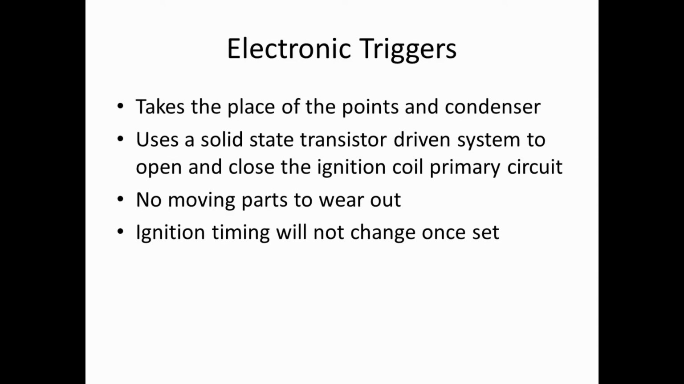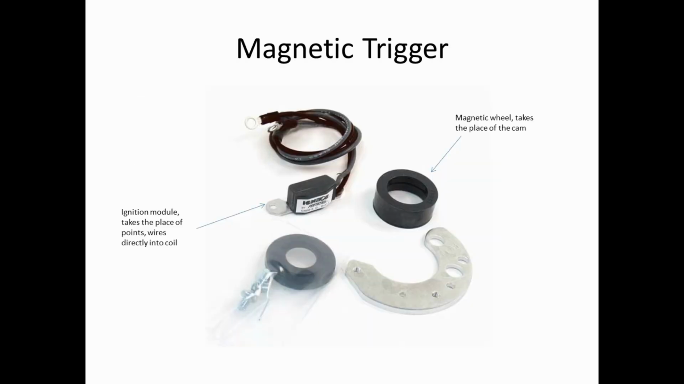Now, once set, the ignition timing will not change, which is definitely a positive thing, because as the point gap changes, the ignition timing will tend to wander. So this is essentially a Pertronix magnetic trigger kit, probably for a small block Chevy once again. These are really plentiful and easy to install. We have a magnetic wheel which takes the place of the cam, and we have the little module that takes the signal from the magnetic wheel and transfers it into an on-off signal that the coil can use.